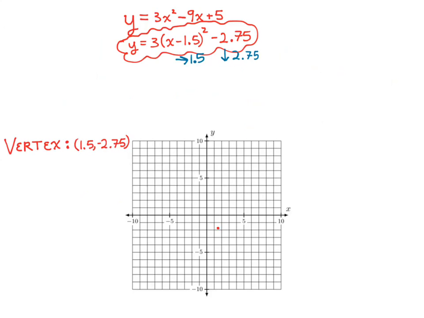Funny story, the name for the points where the integers cross, they're called lattice points. L-A-T-T-I-C-E. Not really important, just kind of fun to know in life.